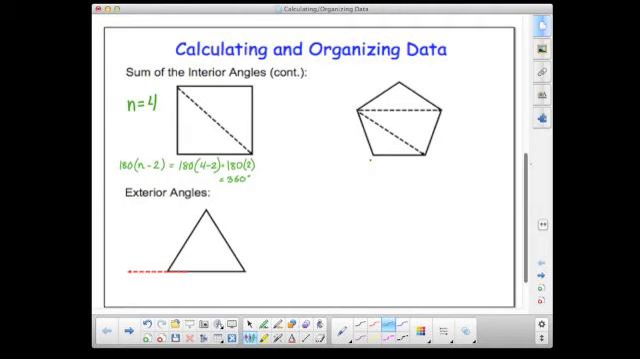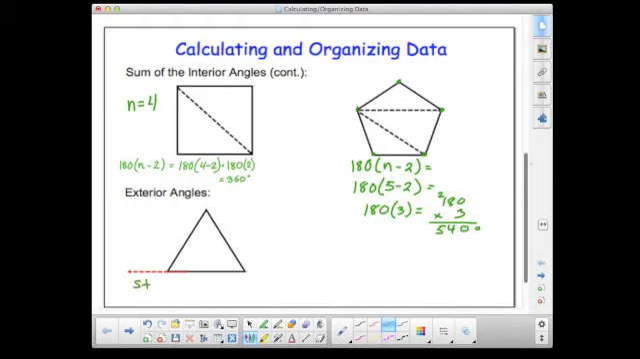Now for my next regular polygon, I have a pentagon, which has 5 sides. So again, I'm looking at that 180 times (n minus 2). And now I have 180 times (5 minus 2), and that's equal to 180 times 3. Down my 0, 8 times 3 is, there we go, 540 degrees.